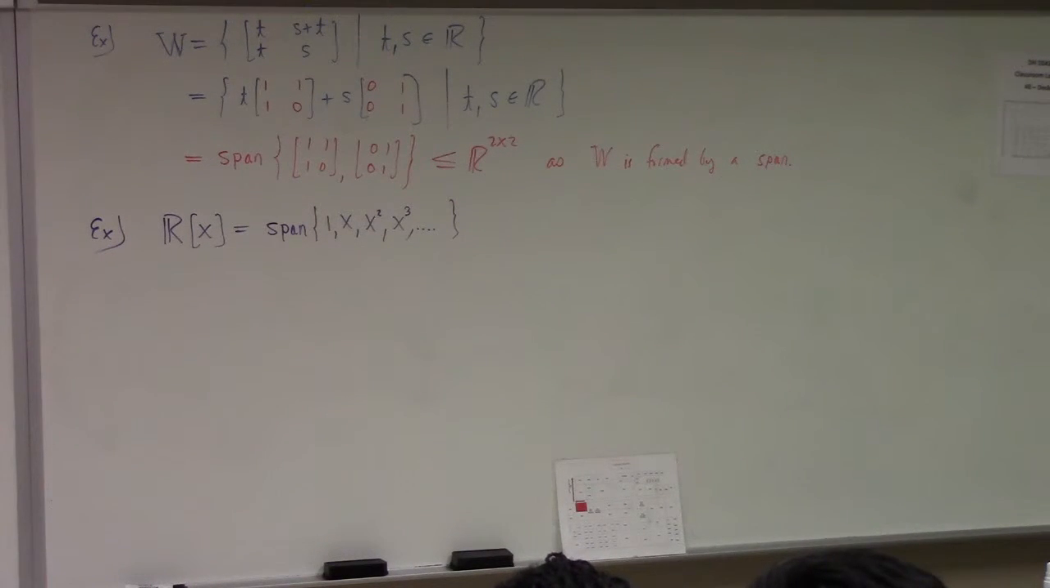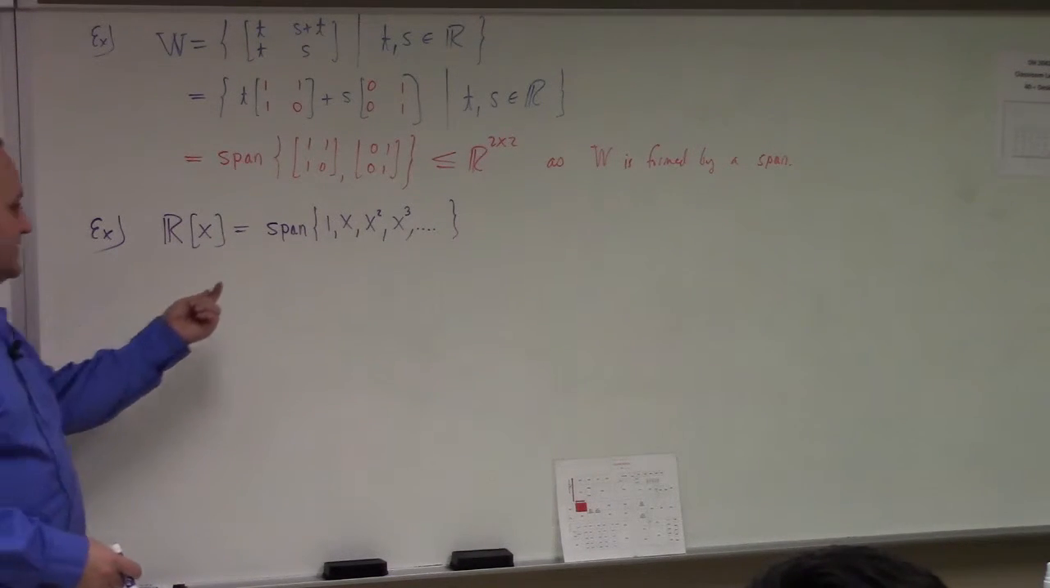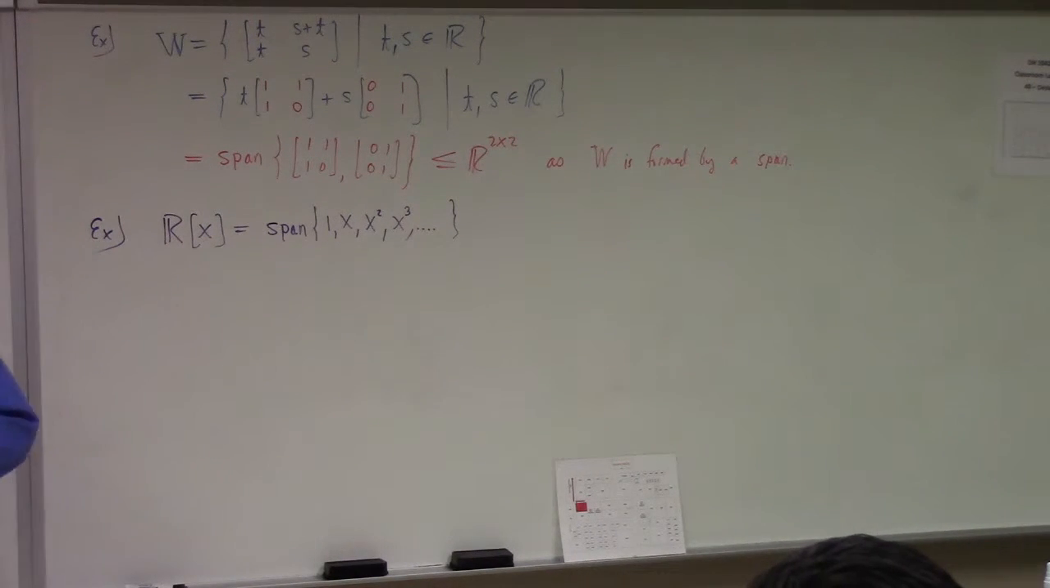What's the difference between a polynomial and a series? A series could have infinitely many non-zero terms. A polynomial, by definition, is formed with finitely many non-zero terms. But of course, that's exactly what the span does. It's the set of all finite linear combinations of those elements. Those are exactly polynomials. Just what I said. It's polynomials in x with real coefficients.